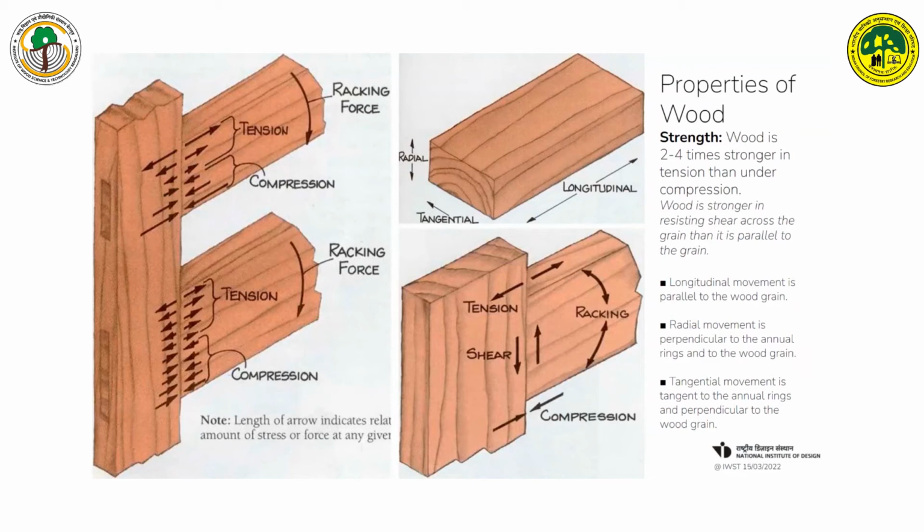So that's why you must have seen that wood is always applied in smaller sections. There are multiple members converging onto a junction. So that sort of composition results out of the effects of the racking force.